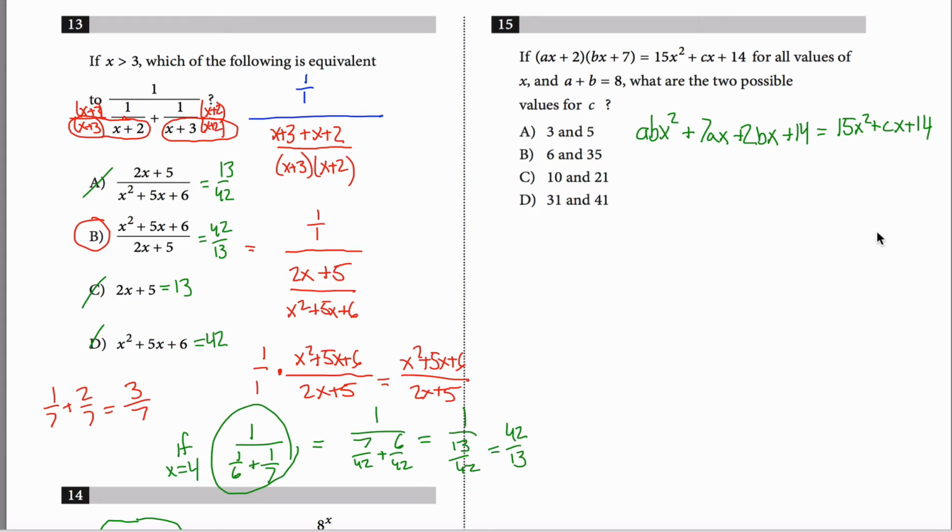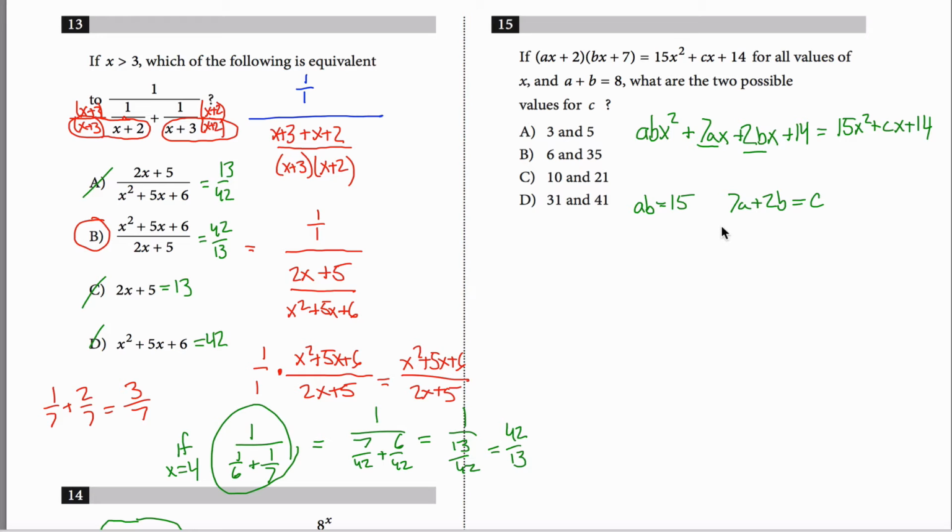But think about what that tells you. My only x squareds come from this term on this side and this term on this side. So if these two things are the same for any value of x, then ab, my coefficient on x squared over here, must be the same as 15, my coefficient on x squared over here. What about my coefficient on x? Well, I have a c over here. Over here I have a 7a and a 2b. So 7a plus 2b must be equal to c based on the x terms. And then 14 has to equal 14. That doesn't give me any information, so I'll leave it just like this.